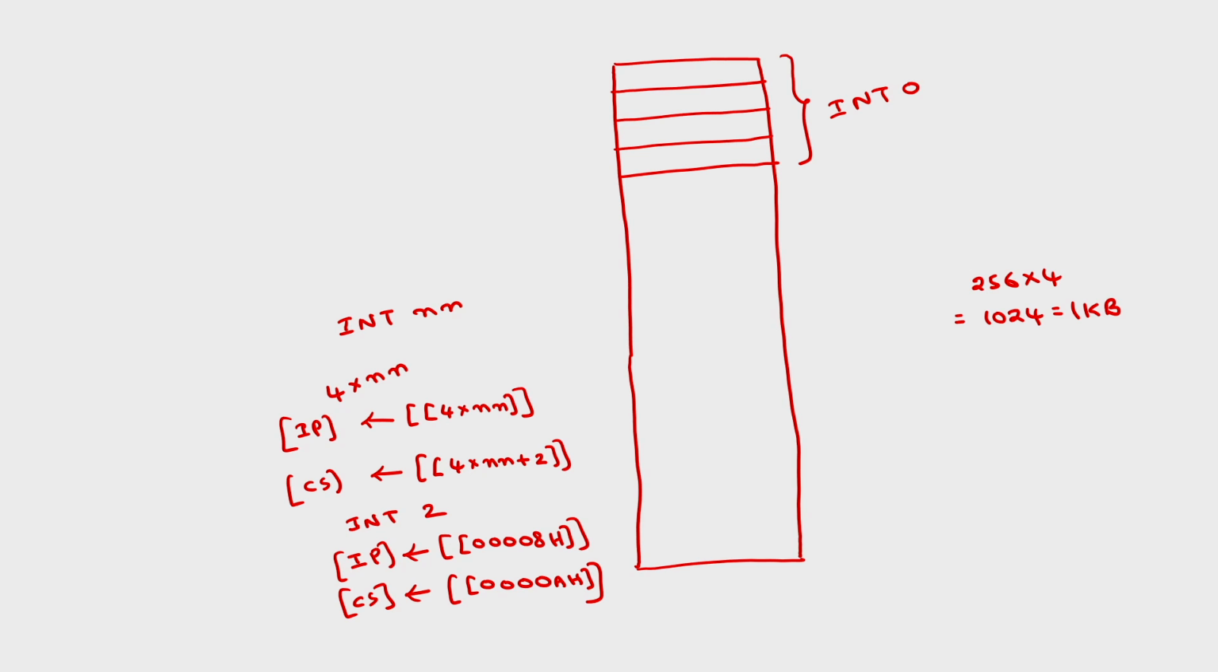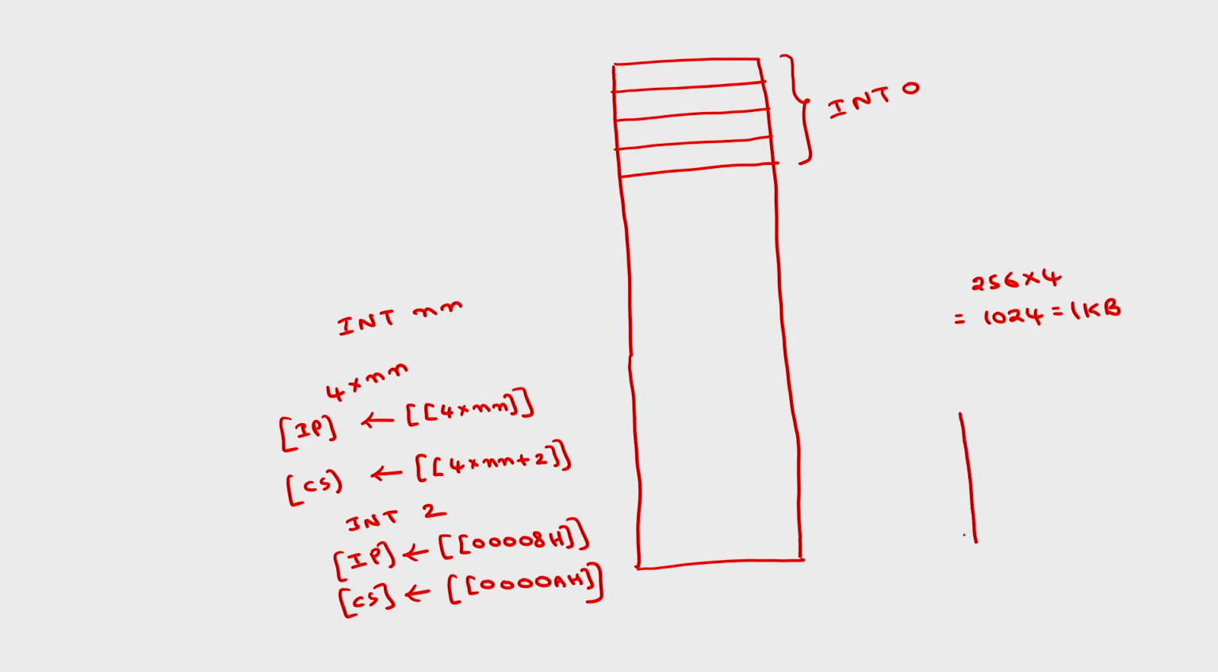So these addresses will be stored into the contents of this. So this is 00008H, which is 4 into mm. So 4 into 2 is 8. So this is 8. 4 into 2, 8 plus 2 is 10. So 0000H. The physical address from where the contents of IP will be loaded will be from 00008H.